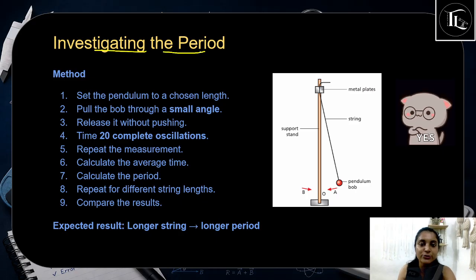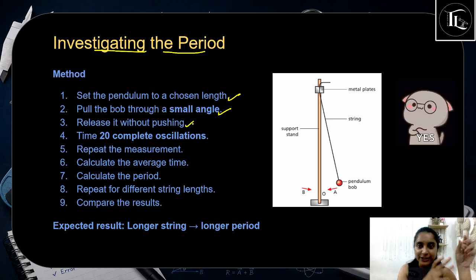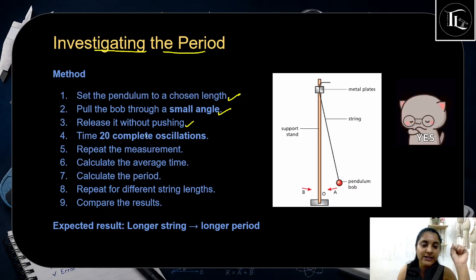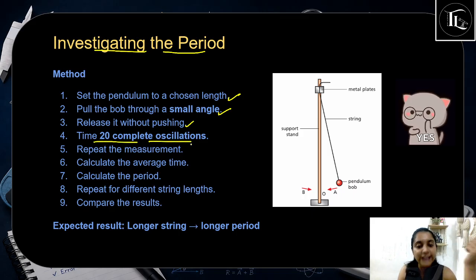So now how are we going to investigate the period? What is the method? First of all, obviously we have to set up the whole pendulum and choose a particular length, right? And now we have to put a bob, give it an angle and then release it, without pushing. We don't have to give it any force, we just have to release it. Okay, and now we will measure the time. We will use this stopwatch to measure the time for 20 oscillations.